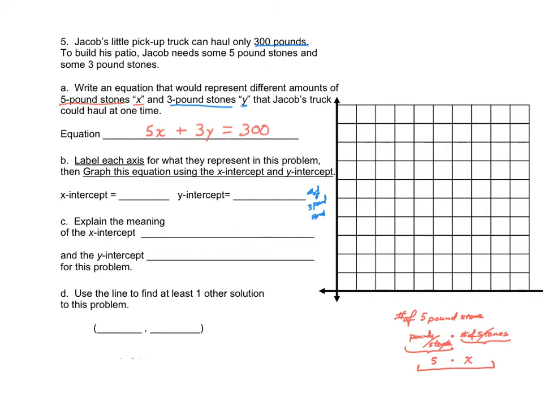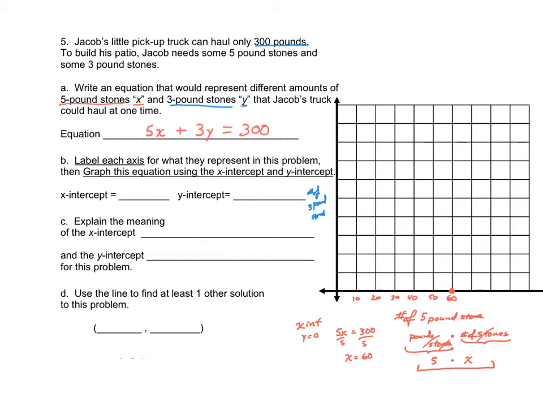So to find the x-intercept, you pretend that y is equal to 0. For example, Jacob's going to go with his little truck and buy only 5-pound stones, and he can haul 300 pounds. How many can he buy? Well, we're not going to buy any 3-pound stones, so y equals 0. So that would be 5x equals 300, and you can divide by 5 to get x equals 60. So I have to be able to count out to 60 this time. So my scale has to allow for that. So I'm going to make this 10, 20, 30, 40, 50, 60.